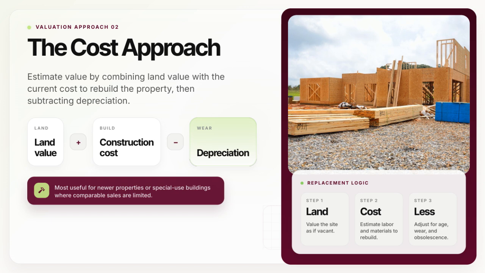This approach is especially useful for newer properties or special use buildings where there might not be many comparable sales available. Essentially, the cost approach uses replacement logic. You figure out what it would cost to replace a property today, adjust for depreciation, and that gives you a good estimate of its current value.